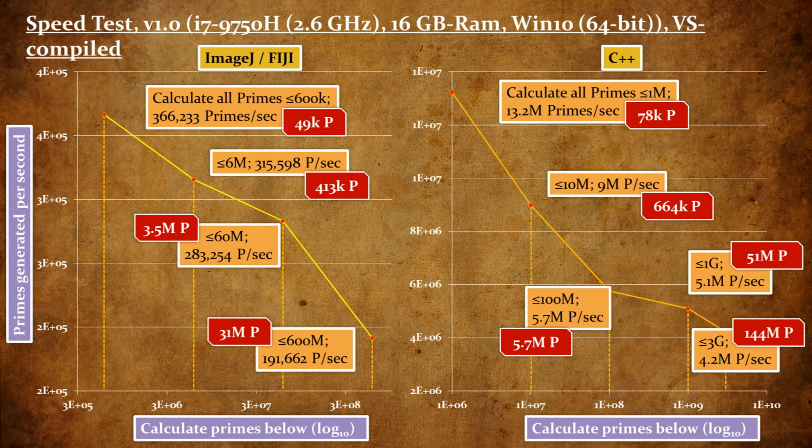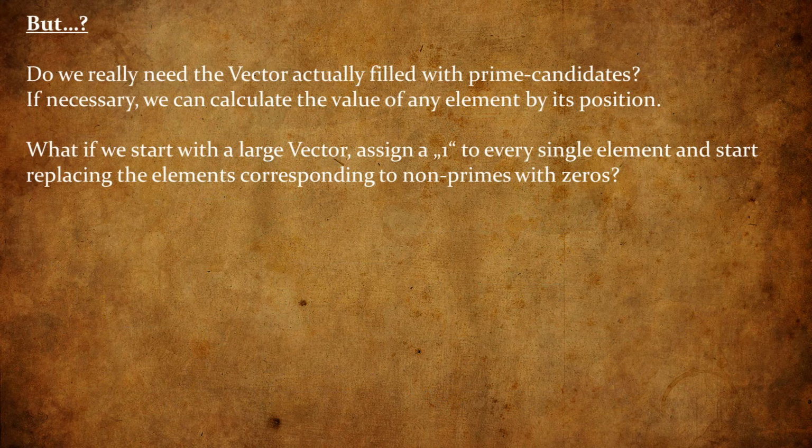If you calculate all the 144 million primes that are smaller than 3 billion, you can do this still at a rate of 4.2 million primes per second. But remember, at the beginning of this video I promised you much more, and that was no clickbait. Here it comes. Do we really need the vector actually filled with prime candidates?